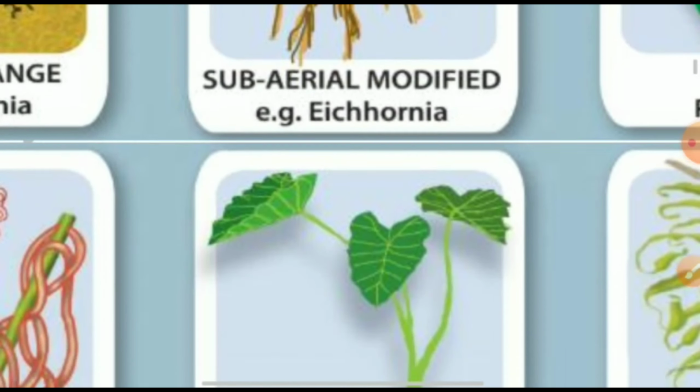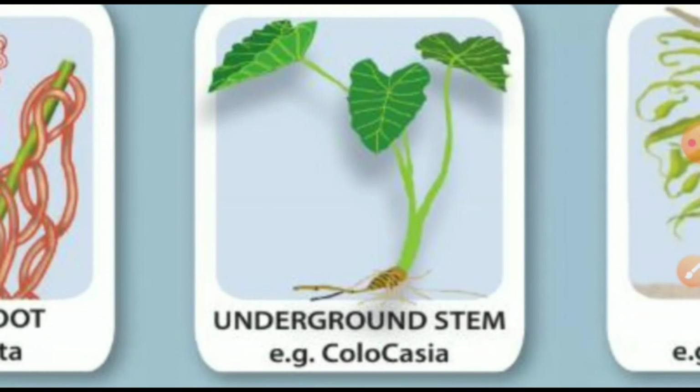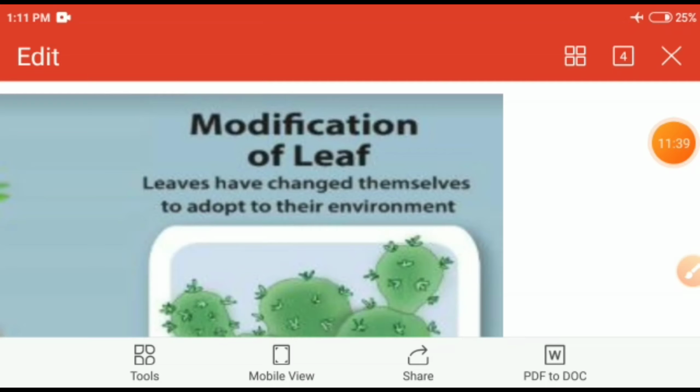Next, underground stems, colocasia. The stems are modified and store the food materials. So, what is the example? Colocasia. Next, modification of leaf. Leaves have changed themselves to adapt to their environment where they grow, so that they can survive in that place. The leaves are modified to adapt to their environment.